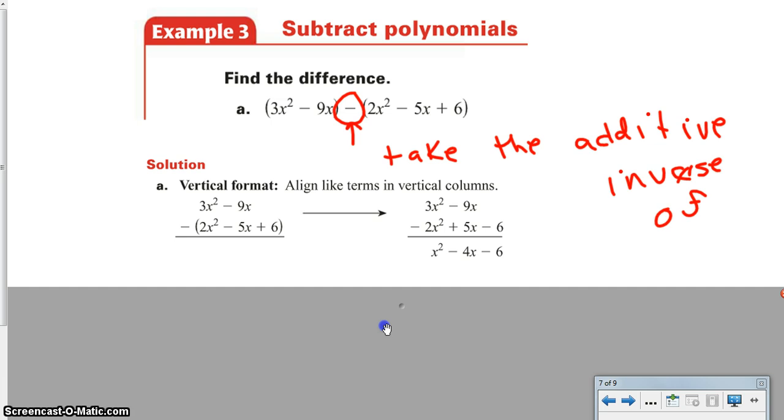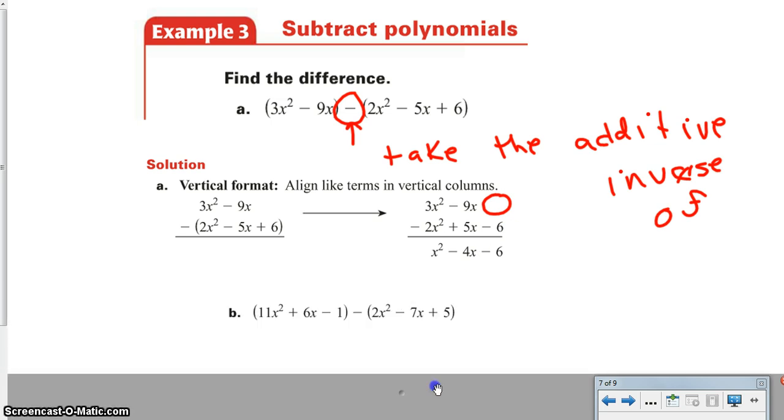All right? So 3x squared minus 2x squared is x squared. Negative 9x, this becomes plus 5x, becomes negative 4x. And of course, what's here? A big old fat 0. Minus 6 is negative 6. Now, why don't you try it with this problem?